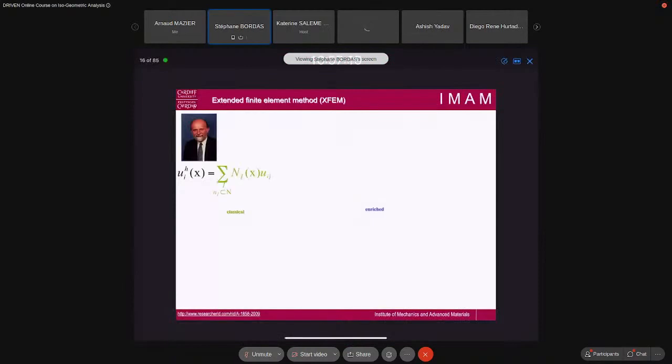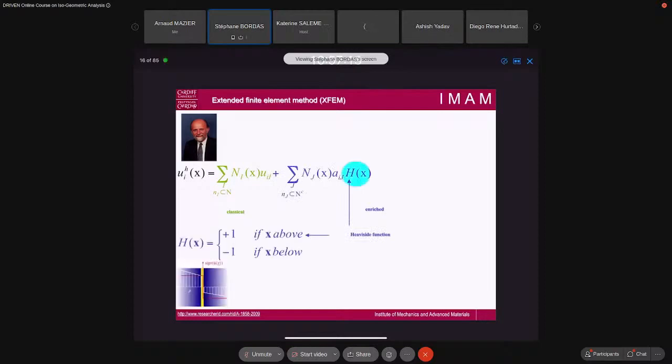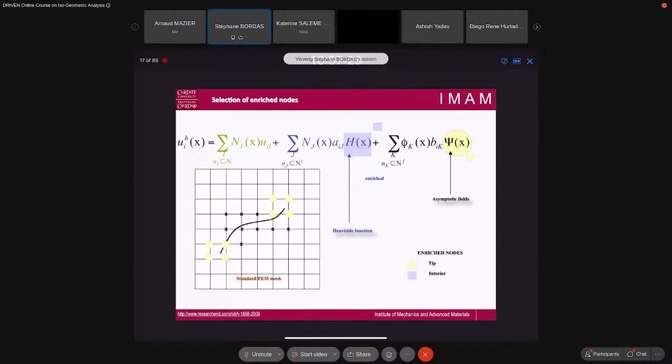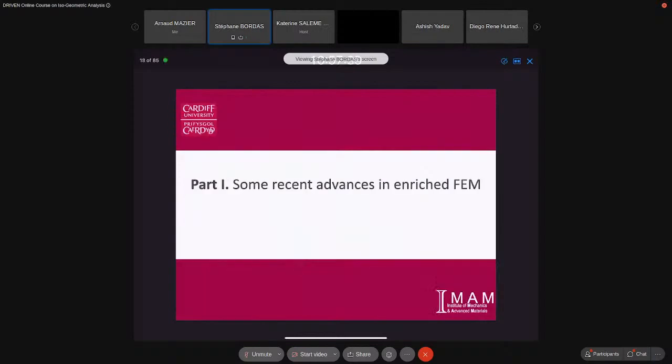Okay, so now that is how it looks. We have Heaviside functions that lead to a jump. We have branch functions which lead to the singularity. And that's it. And we can do that for any arbitrary cases. We just look for the nodes whose support is split by the interface, and that's it.